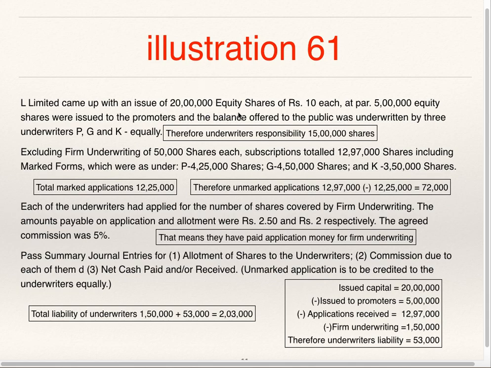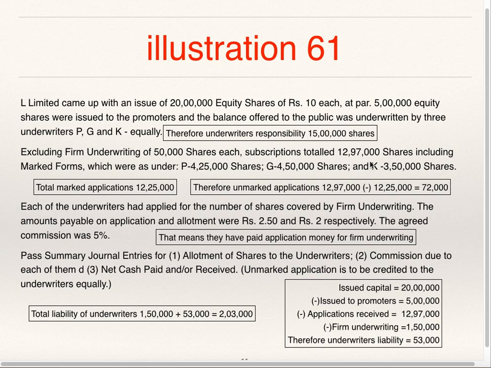Issued capital is 20 lakh equity shares. 5 lakhs were taken over by promoters. Therefore, underwriters' responsibility is only 15 lakh shares, 20 lakhs minus 5 lakhs. Excluding firm underwriting of 50,000 shares each. So what is firm underwriting? 50,000 shares each, 50,000 into 3, 1,50,000 is firm underwriting.